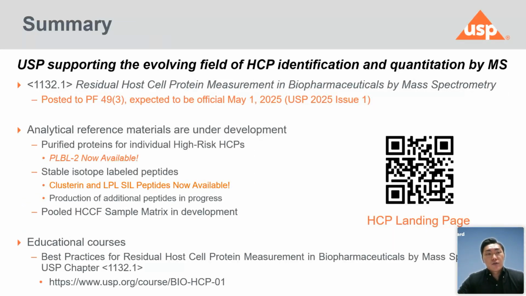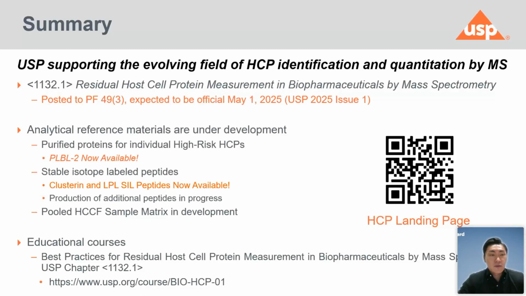And in summary, at USP, we are supporting the evolving field of whole cell protein identification as well as quantitation by mass spec, with the upcoming chapter 1132.1, Residual Whole Cell Protein Measurement in Biopharmaceuticals by Mass Spectrometry, which is posted to PF 49.3 and expected to be official May 1st, 2025. And then we have a wide range of analytical reference materials under development.